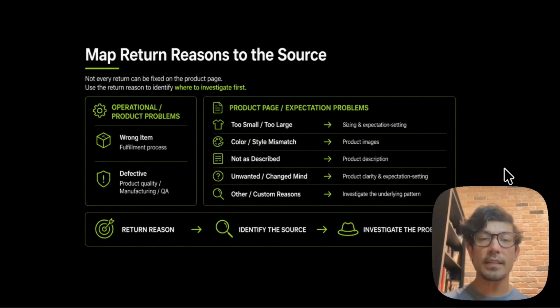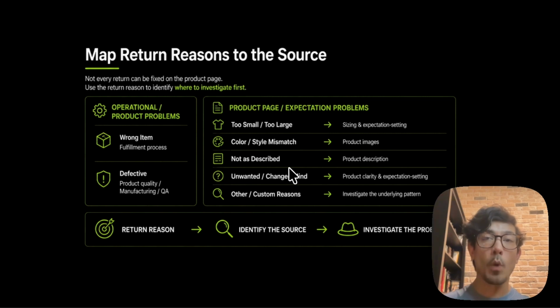The next return reason is unwanted or changed my mind. This is a signal that there's no product clarity and that expectations have not been properly set. That can mean a lot of things. The important thing here is that you don't want to randomly make changes to your product page. You need to understand why customers are returning a specific product before you take any action. So the process here is super simple.